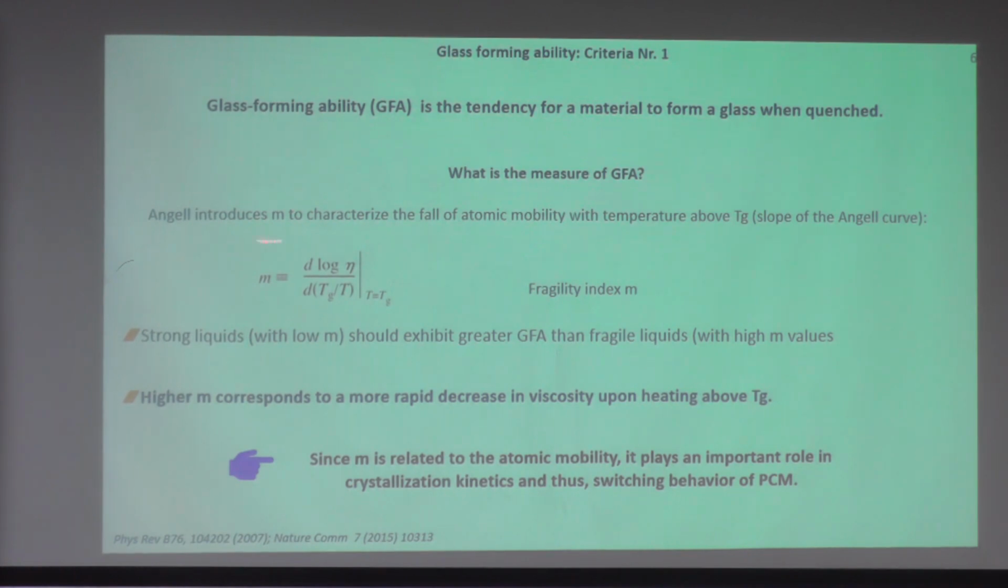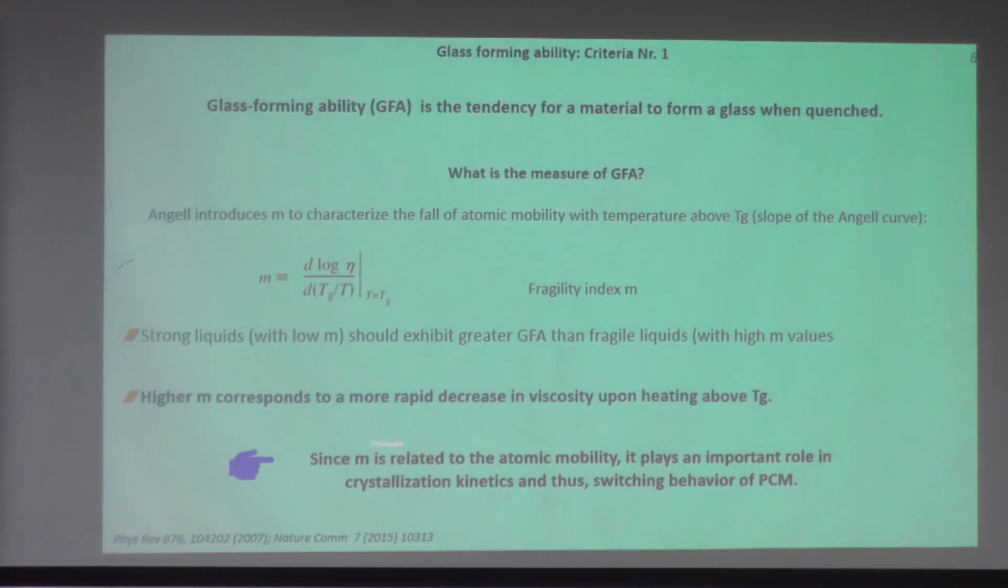Here this M was introduced to characterize the flow or atomic mobility with temperature above Tg, and it is defined by this equation. So this is the fragility index. Strong liquids have low M, and they should have greater glass forming ability than fragile liquids with high M values. Also, higher M values correspond to a more rapid decrease in viscosity upon heating above Tg.